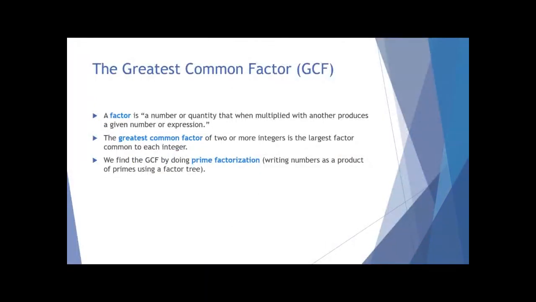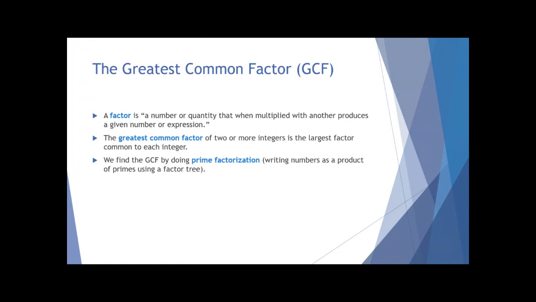There we go. Okay, so the greatest common factor is abbreviated GCF. In order to understand what this is, we need to break down the terms. Let's start with the word factor. A factor is a number or quantity that when multiplied with another produces a given number or expression. This makes much more sense if you see examples of it.